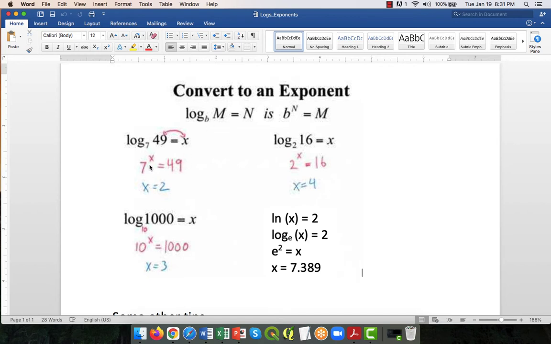Here's one here on the left. Log base 7 of 49 equals x. So basically, I'd like to find, what's this value? Log base 7 of 49. I'll bet I can do this in my head.